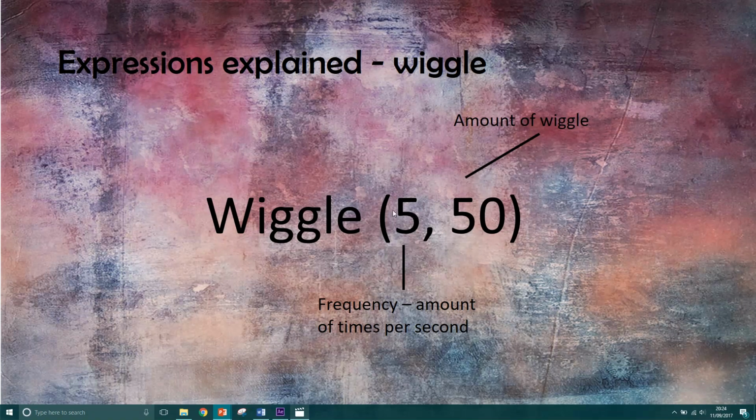Now, this first number is the frequency, which means the amount of times per second that it wiggles the scale, and the second number is the amount that it wiggles it by. So if we've got a scale of 50 and we want it to alter randomly 5 times a second, put 5 in there, and let's say we want it to alter by plus 20 or minus 20, we type in 20 there.